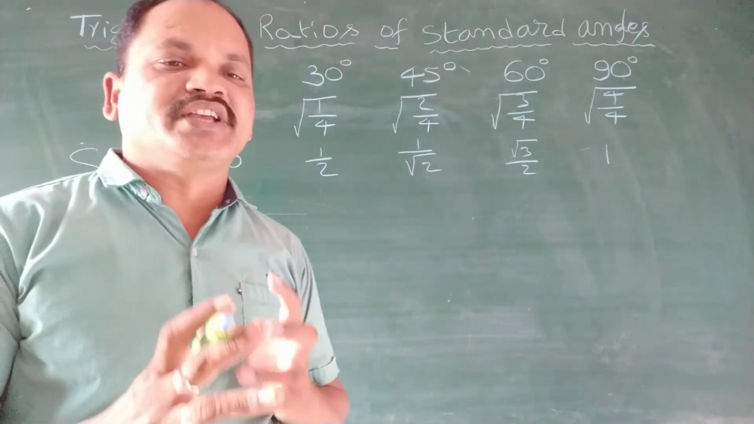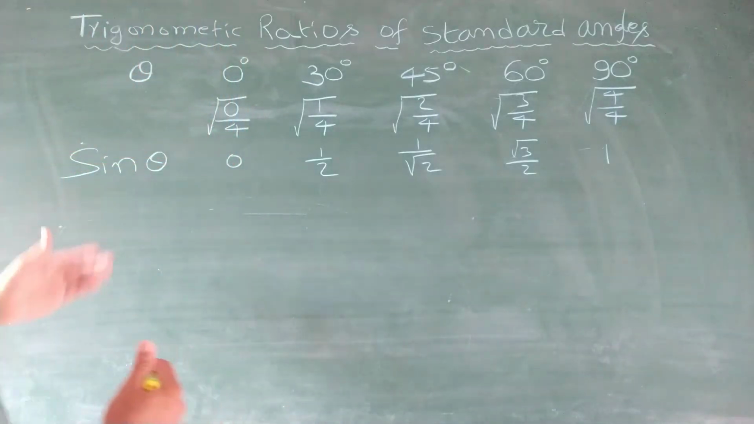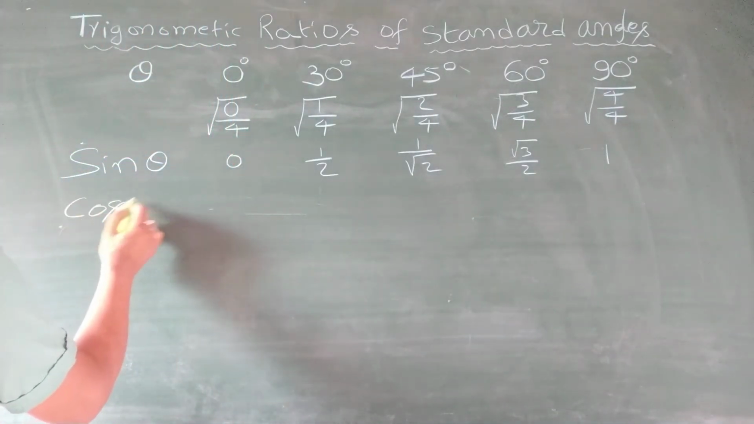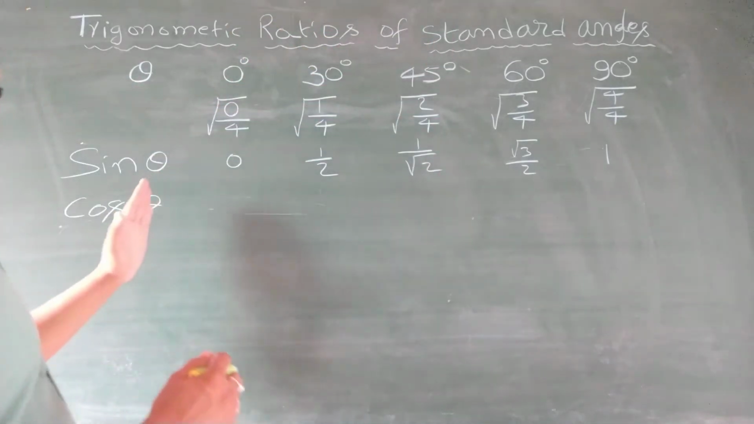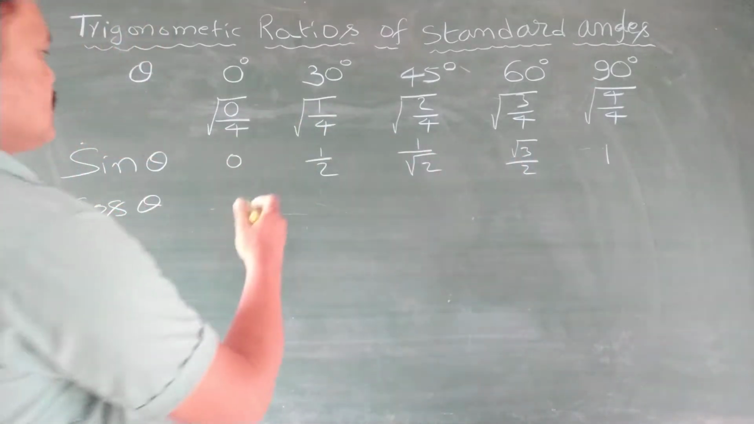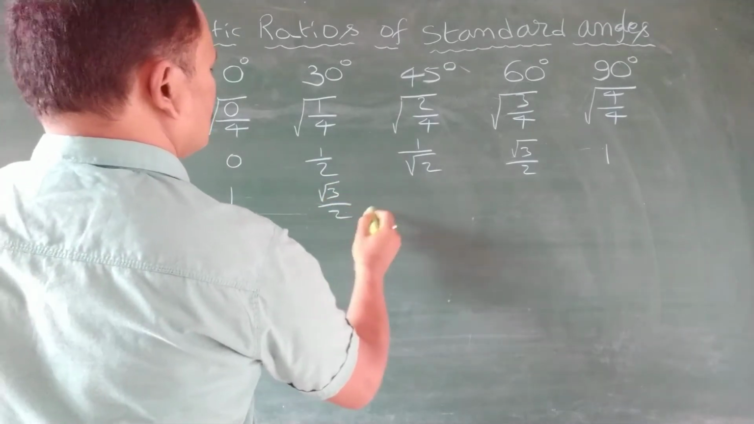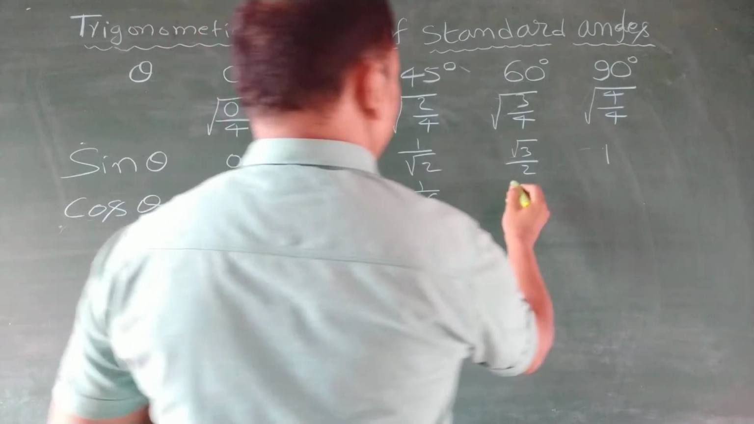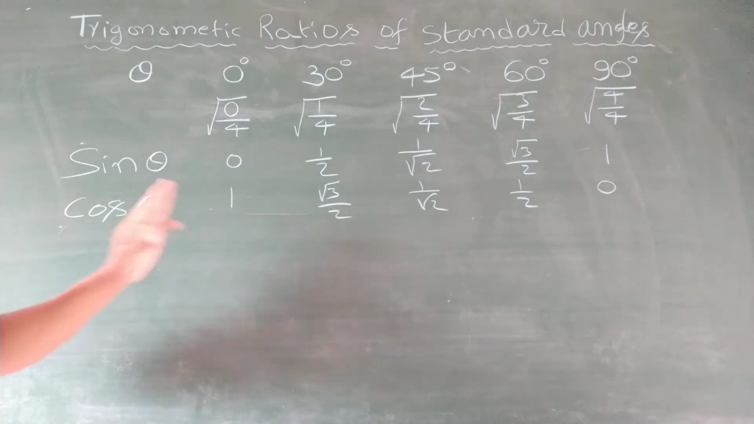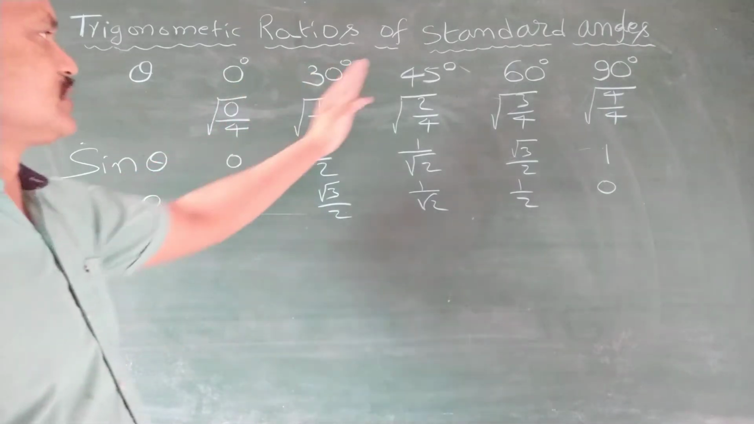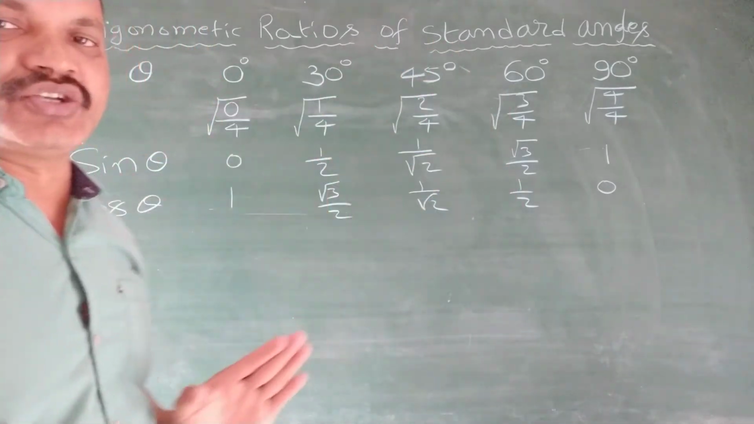That means we have to easily remember these trigonometric ratios of standard angles. Now, after sine we are going to cos theta. If theta we take 0 degrees, 30 degrees, 45 degrees like that, cos is the reverse of sine. That means here it is 1, here it is root 3 by 2, then 1 by root 2, and here 1 by 2, and it is 0. That means cos 0 is 1, cos 30 is root 3 by 2, cos 45 is 1 by root 2, cos 60 is 1 by 2, and cos 90 is 0. That's all.